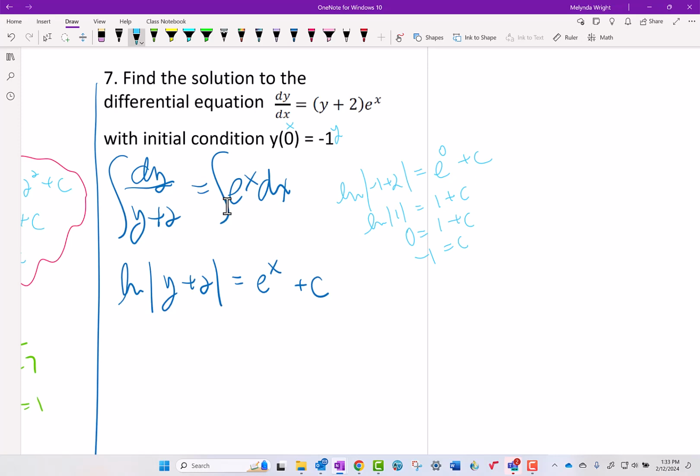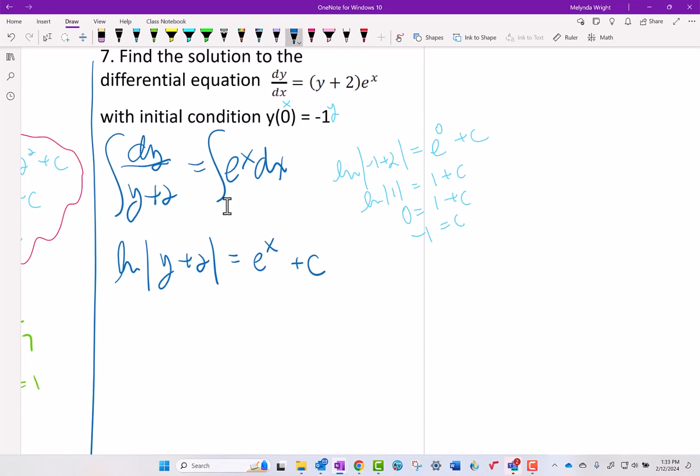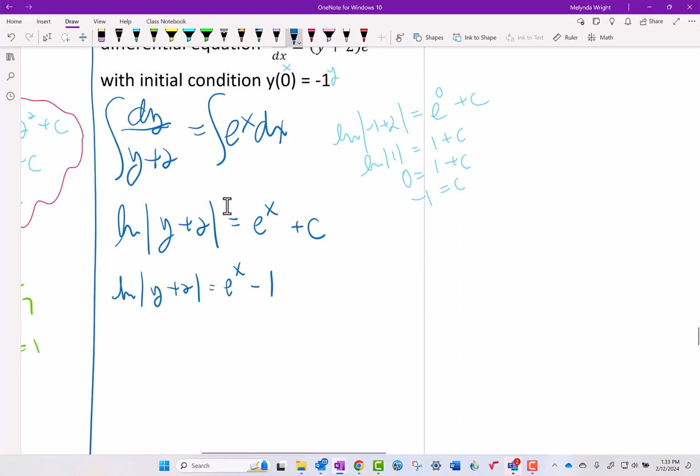All right, so let's plug that back in. So I have ln absolute value y plus 2 equals e to the x minus 1. All right, now we do our little conversion thing, right? Our little circly thing. So I've got e to the x minus 1 equals y plus 2.